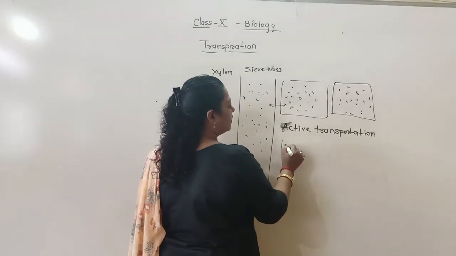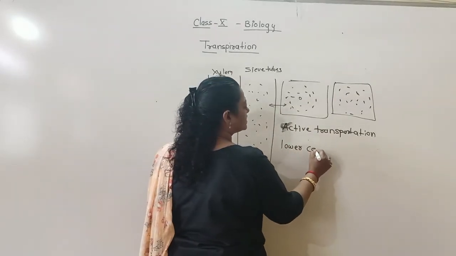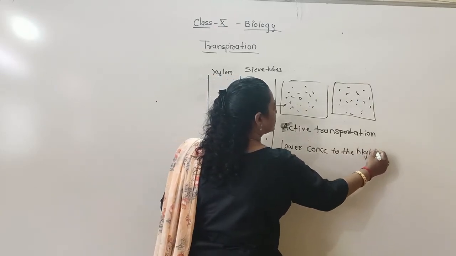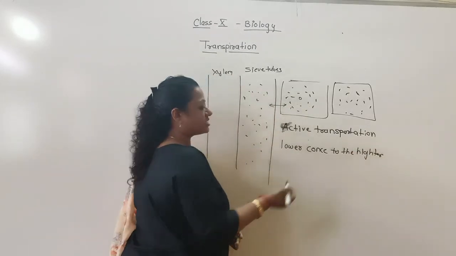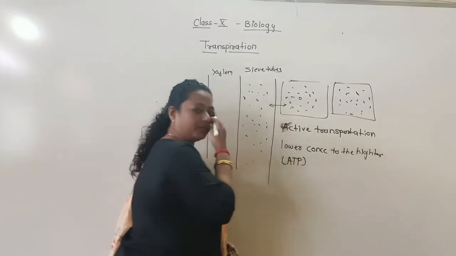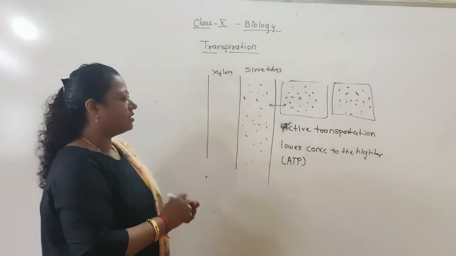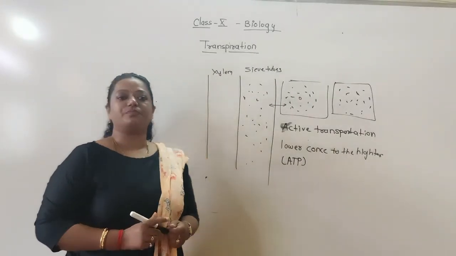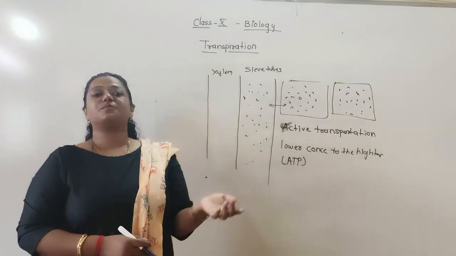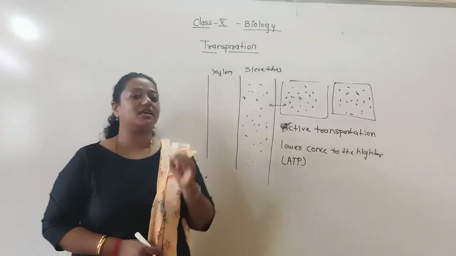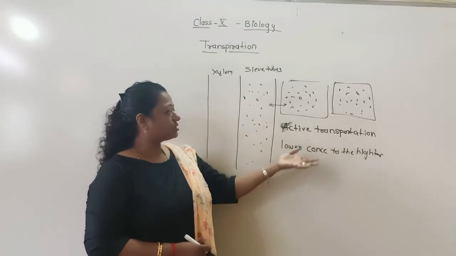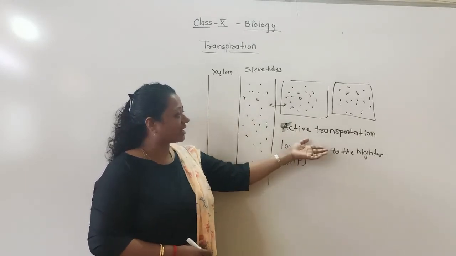Active transportation means the food which is prepared has to travel from the lower concentration to the higher concentration, and so ATP is needed, ATP which is present in the mitochondria, which is called the energy currency of the body. Because it is active transportation, we need a large amount of energy for this transportation, and that energy is taken from the ATP molecule. Understood? So that transportation is called active transportation.